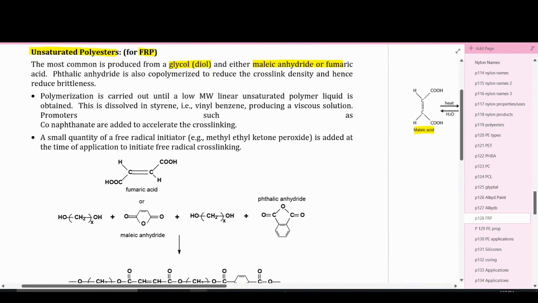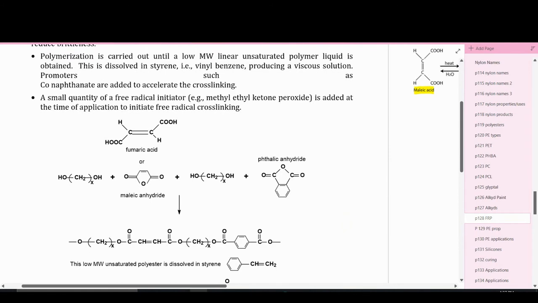And that's what's done here. Fiberglass reinforced plastic is a thermoset. So polymerization is carried out. Here's our dicarboxylic acid, either fumaric or the anhydride, with a diol. Here I've tried to approximate this in some fashion until a linear unsaturated polymer liquid is obtained. Again, it's just esterification reactions over and over again with different molecules.